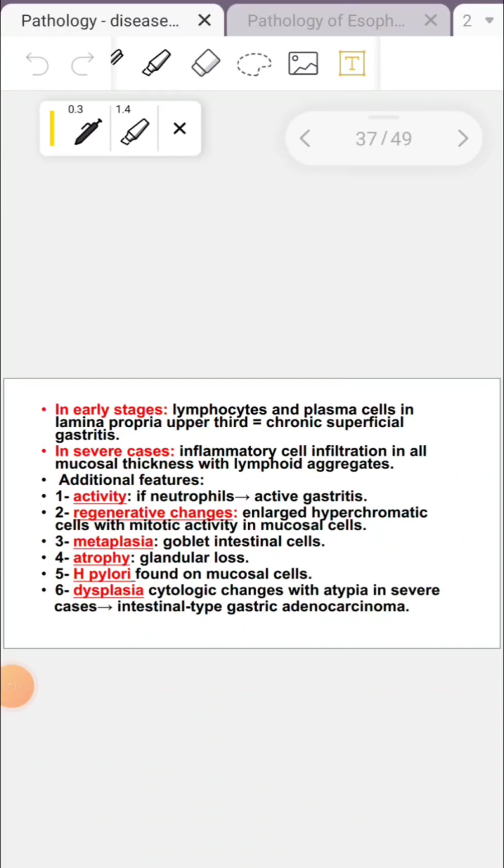Metaplasia is related to replacement. It means gastric epithelium will be replaced by a more resistant type that can live within an inflammatory surrounding. There are plasma cells, lymphocytes and inflammatory cytokines. So the gastric foveolar epithelium is not prepared to live within these surroundings, so it will be changed to another type that is more resistant, which is intestinal type epithelium with goblet cells.